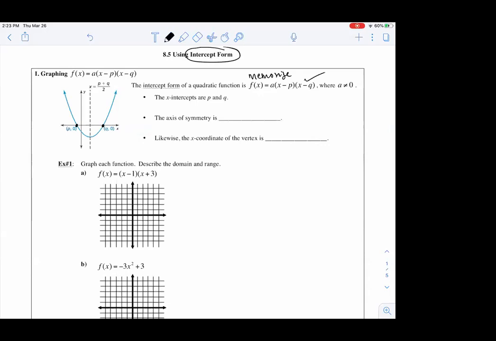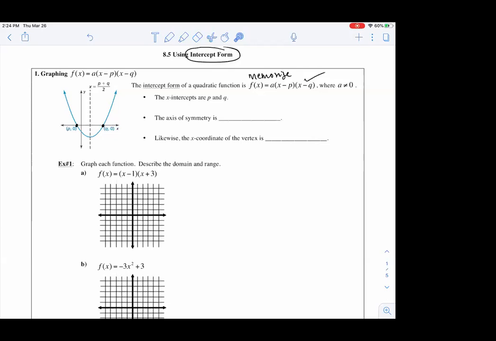So f of x is equal to a times (x minus p) times (x minus q), where p and q are the x-intercepts. Okay, now look at the graph again. If p and q are the x-intercepts, do you have any idea where the axis of symmetry is? It looks like 2, right? Does it also look like halfway between p and q, just the middle part?